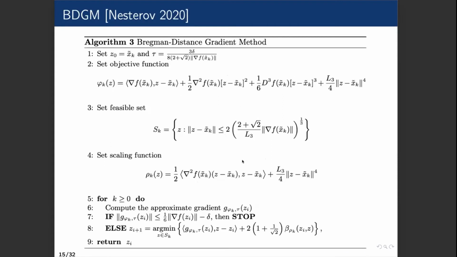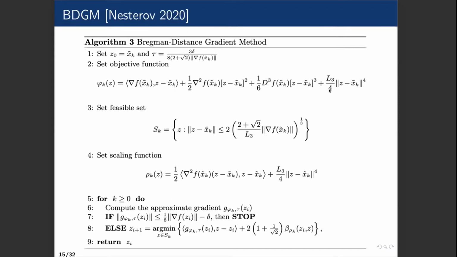And this is a special procedure called Bregman distance gradient methods, proposed by Nesterov. By this procedure we can solve our subproblem efficiently. Why? Here we can see that this is normally our subproblem for p equal to 3. So it's the gradient, the second derivative, and the third derivative.